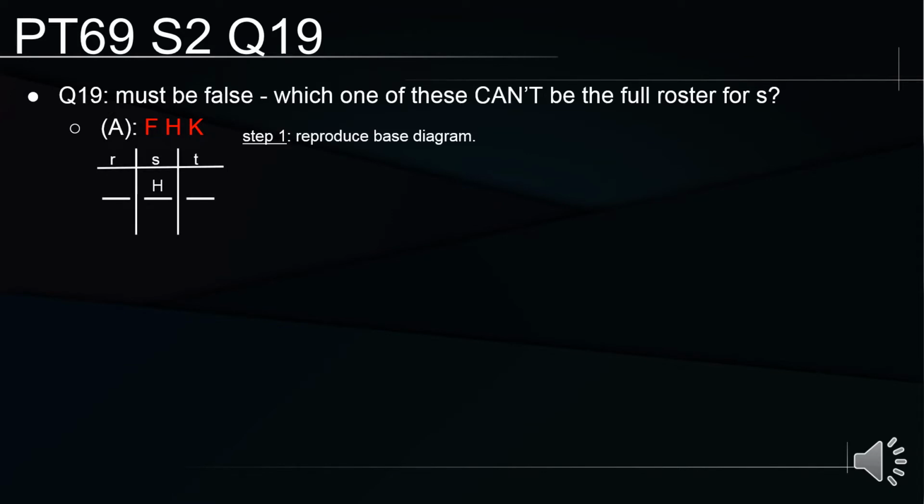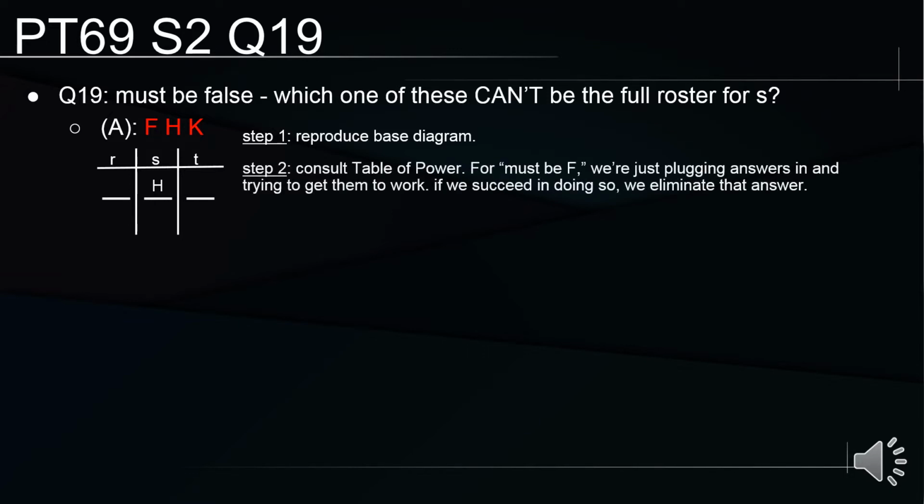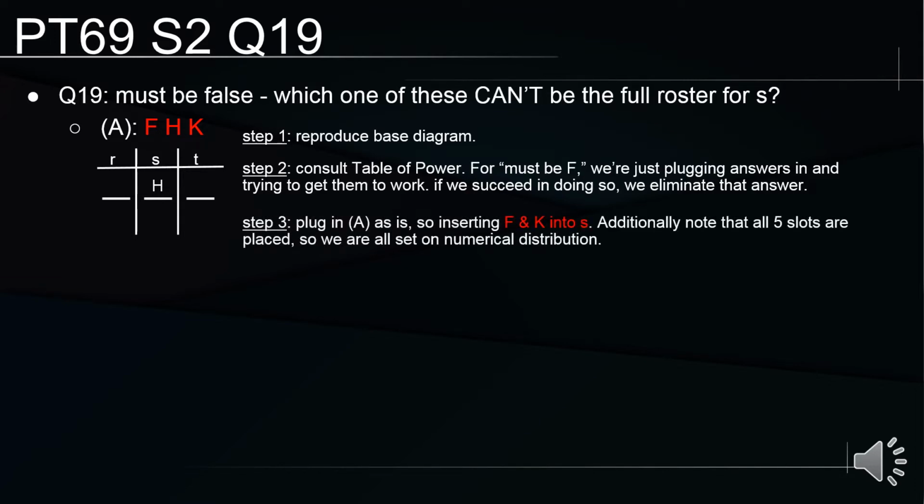Here again, our base diagram is just our table with R, S, and T, and then rule number 3 always places H in team S, so that is the extent of what our base diagram does. Step 2, I will now consult the table of power. For must be false questions, what we're doing is plugging answers in as they are and trying to get them to work. If we succeed in getting that to work, then we eliminate the answer. So I'm going to do precisely that. Step 3 is to plug in answer choice A as it is.